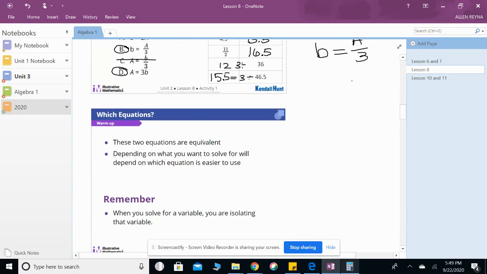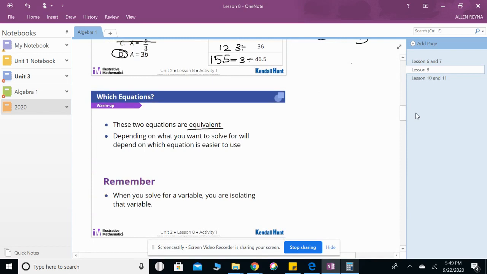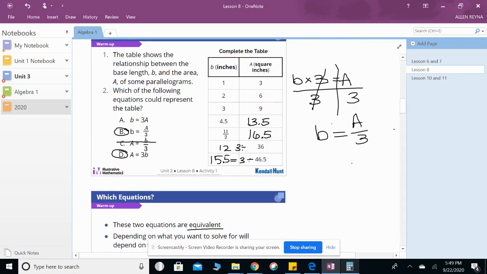Oh wow, look, these 2 equations are equivalent. What does that mean? That means they are equal. So my first equation, B times 3 equals A, is equal to B equals A divided by 3. So depending on what you want to solve for will depend on which equation will be easier to use. So if you're solving for your base, use the second equation. If you are solving for your area, use the first equation.